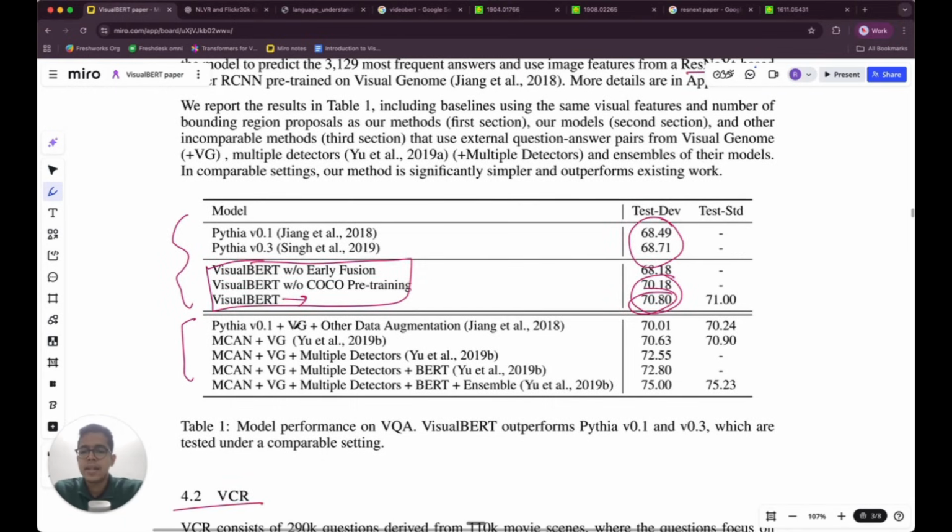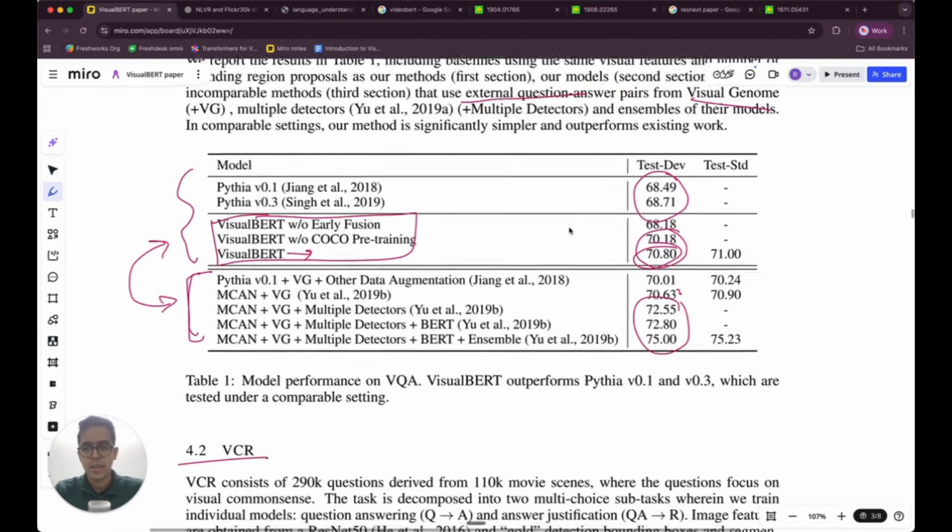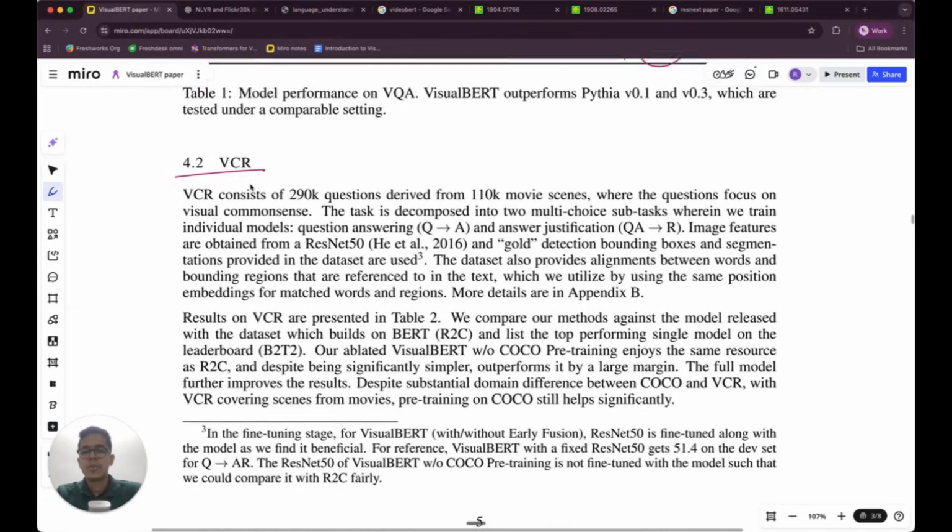Okay. And then these models, I guess, are trained on other datasets also from Visual Genome, not just from the VQA COCO dataset, which is why you can't compare VisualBERT and these models. But of course, the authors will say that because their performance is better. But they're also saying the reason why it's better is because you are using external question answer pairs plus ensemble models, etc.